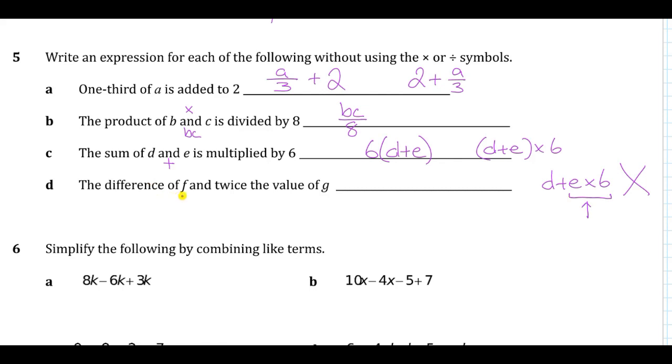The difference of F and twice the value of G. Twice the value of G is 2G. The difference between them is a subtraction. So F take 2G.